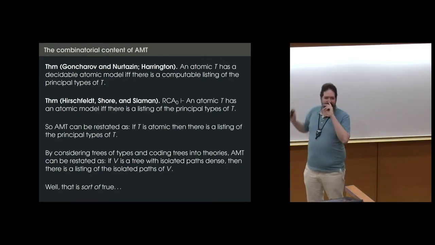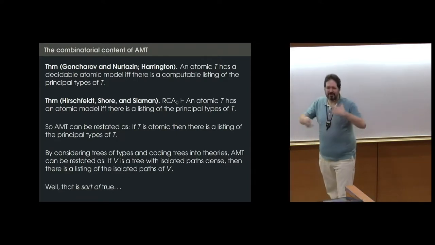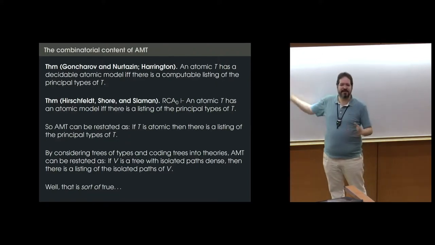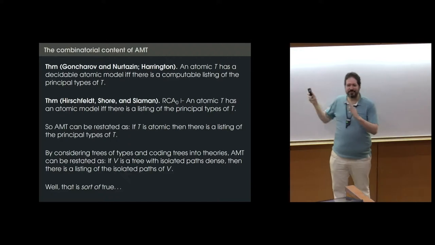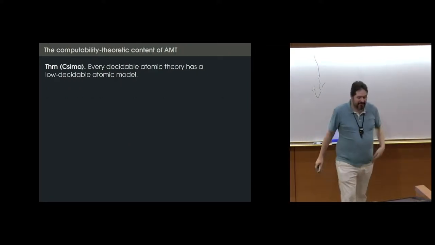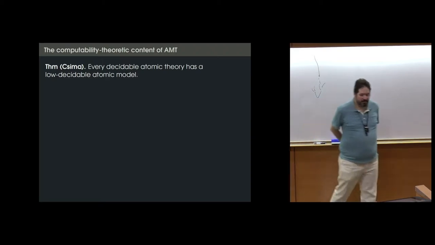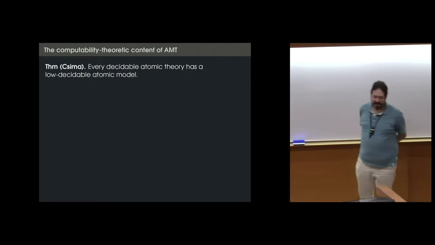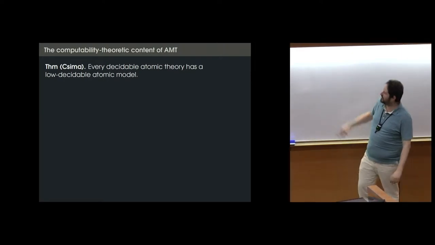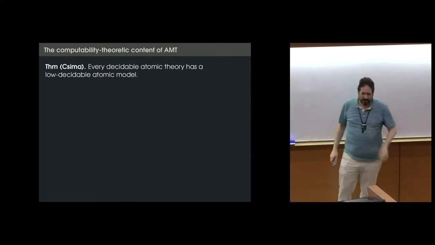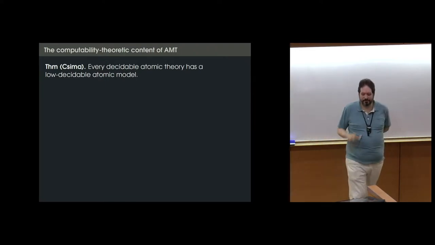And it becomes a little easier thinking of it this way because you don't have to worry about the actual construction of models and so on. You can just think of, okay, I've got trees. I want to list paths. That's the kind of procedure that one can imagine analyzing computability theoretically. And in fact, Barbara Csima in her dissertation showed, for example, that if you have a decidable atomic theory, then it has a low decidable atomic model. Or if you have a computable tree of this kind, then you can find a low listing of the paths.